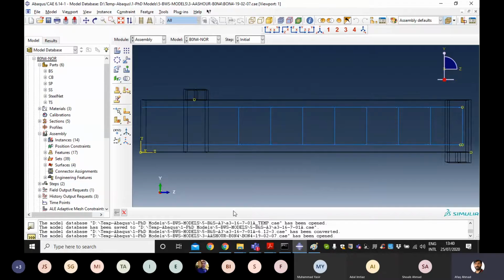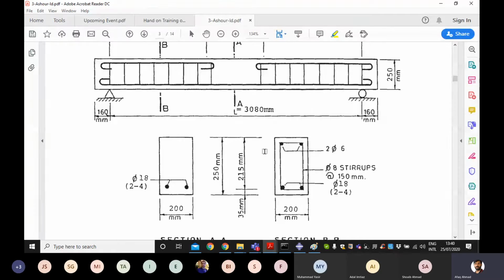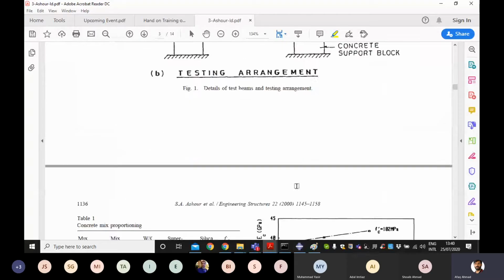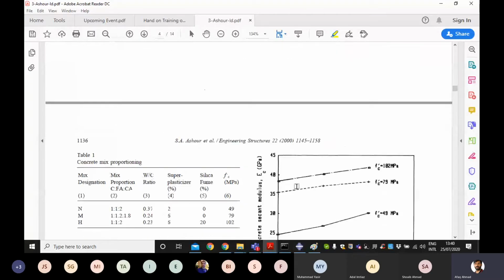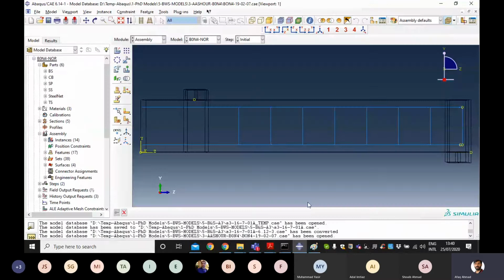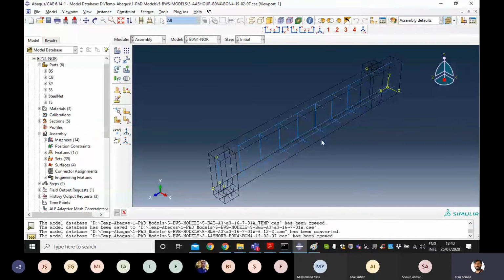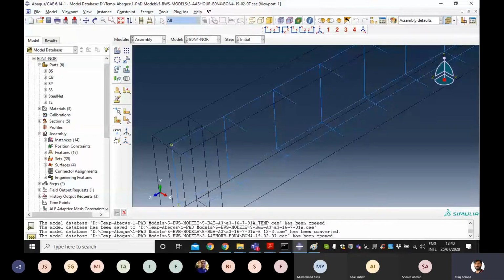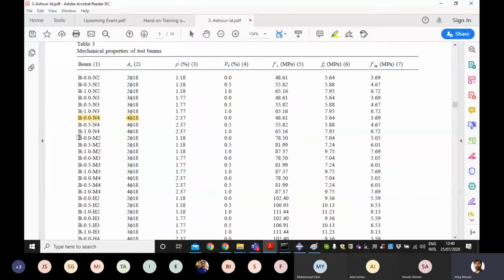Okay, so this is B0 N4. So in B0 N4, I have 4 bars of 18 mm at the top and 4 bars at the bottom, and the ring spacing. That's why I have 2 bottom bars. If you see why I have 2 bottom bars, that is one bottom bar, and this is another bottom bar. So these are the 2 bottom bars for B0 N4.